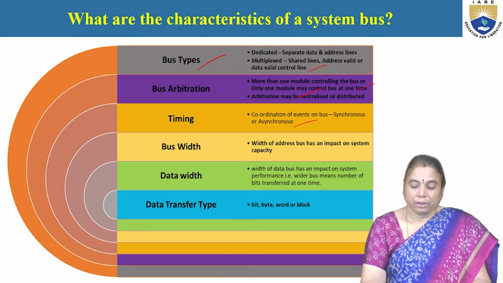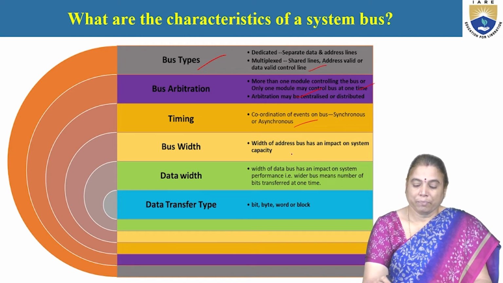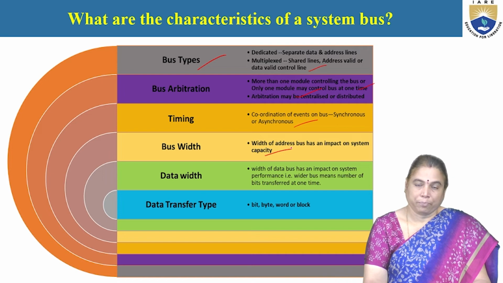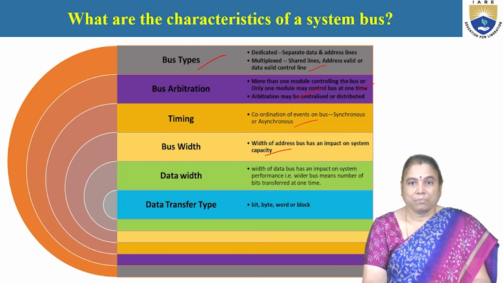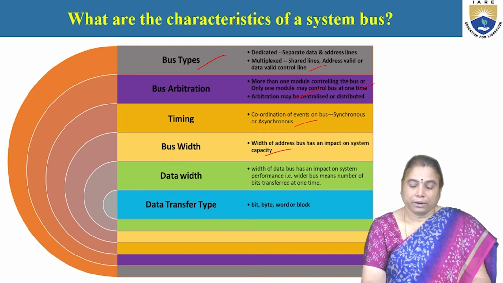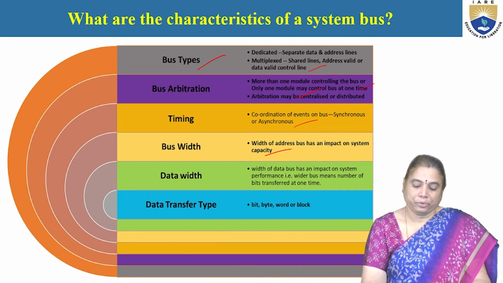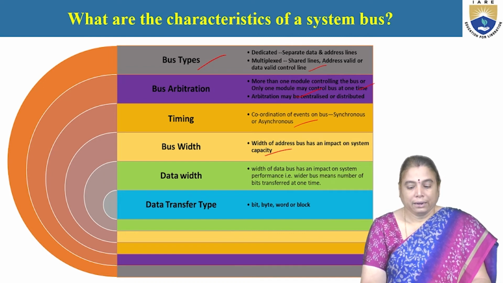The bus width of the address bus has an impact on the system capacity. So the address space is majorly impacted by the width of the address bus. If the address bus has k bits, then 2 power k locations of the address space can be used. Next is data width.